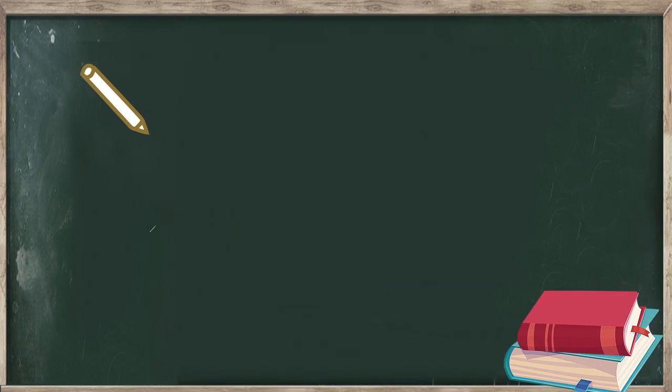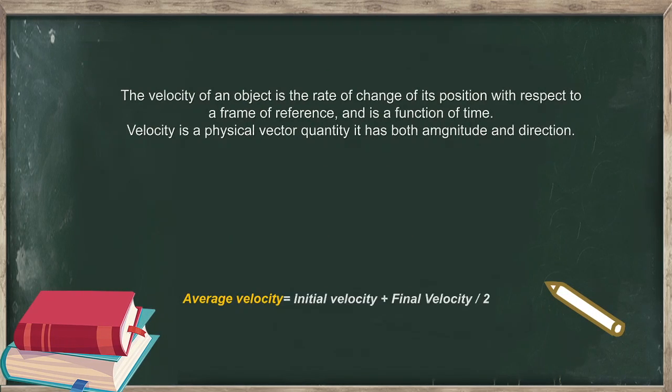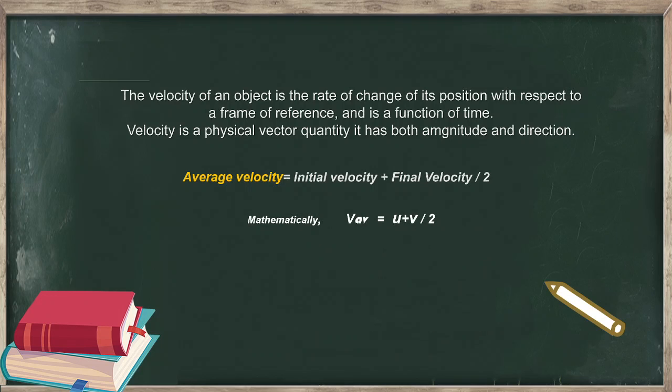Let us go for the next concept, speed with direction. Speed with direction is called velocity. Velocity is a vector that includes a speed and a direction. The velocity of an object is the rate of change of its position with respect to the frame of reference, and it is a function of time. Velocity is a physical vector quantity. It has both magnitude and direction.